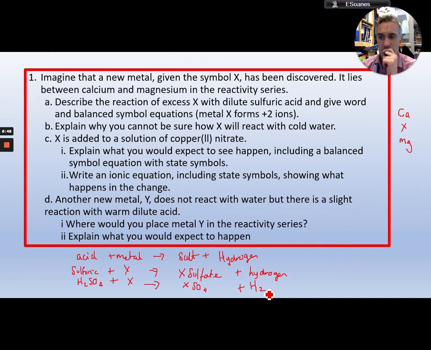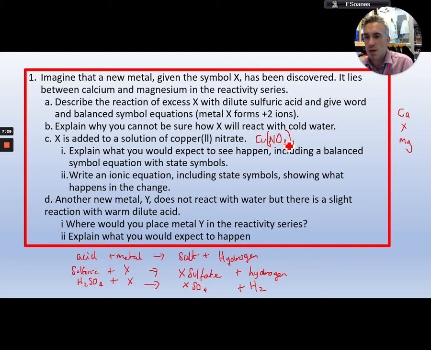X is added to a solution of copper nitrate. Explain what you would expect to see happen. And can you do a balanced equation with state symbols? If you could just do the word equation, that's fine. But if you could do the balanced ones, that's even better. So, copper nitrate. Oh, where's the thing gone? There it is. Copper nitrate. So Cu(NO3)2. Okay, that's 2 plus, nitrate is, gosh, 2 of those.